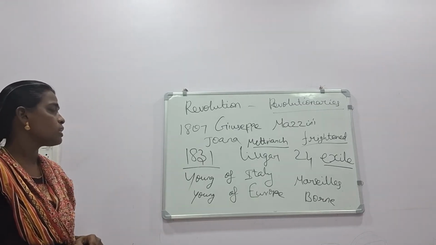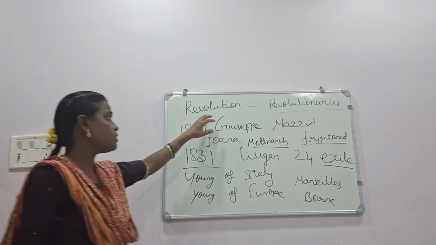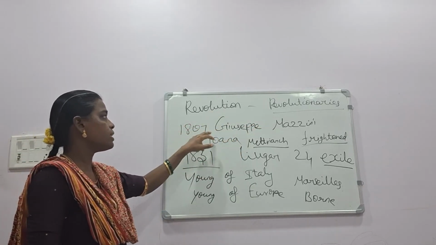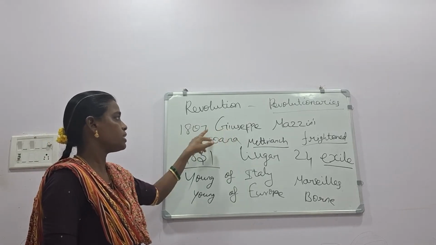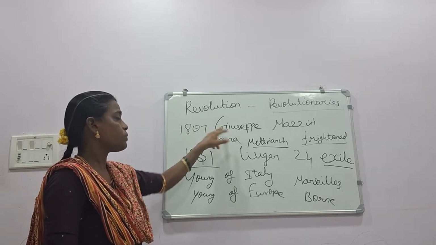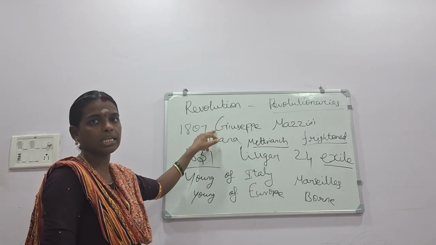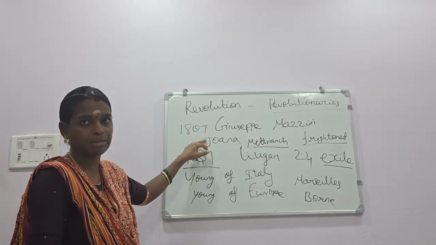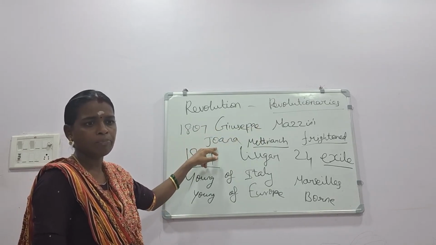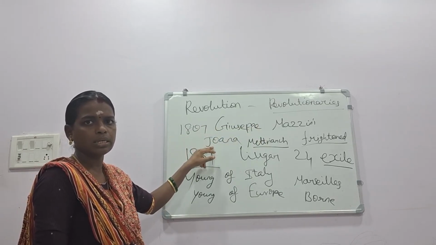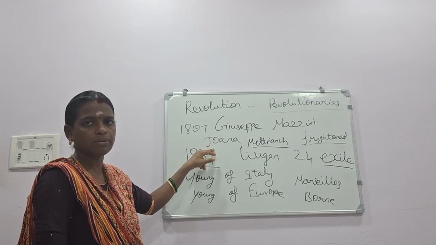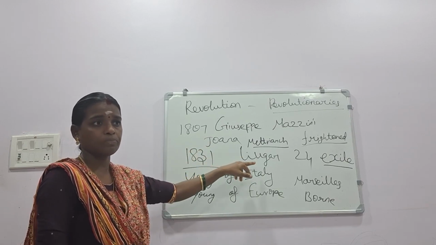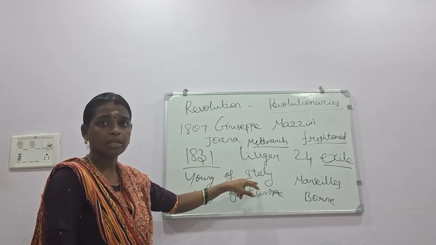So these were the information which I had given under the revolutionaries. So we studied about the Italian revolutionary whose name was Giuseppe Mazzini, who was born in 1807 in the place of Genoa, and who joined a secret agency, and he started the revolution in 1831 at the age of 24 in the place of Lugano.